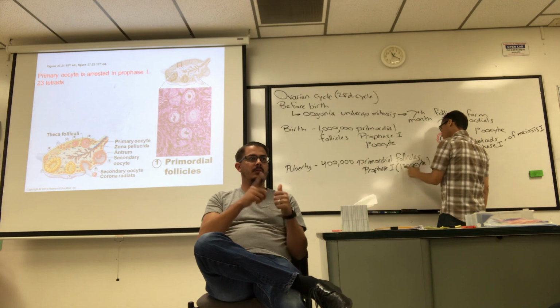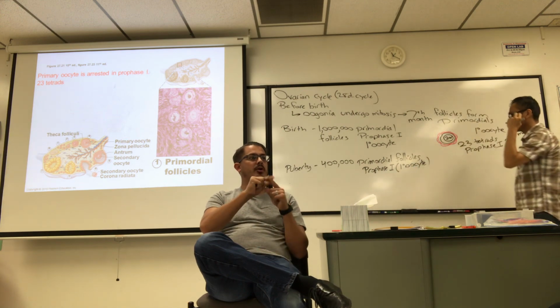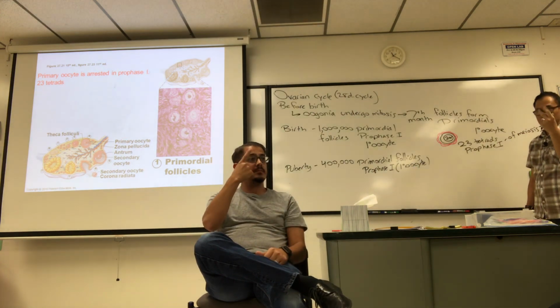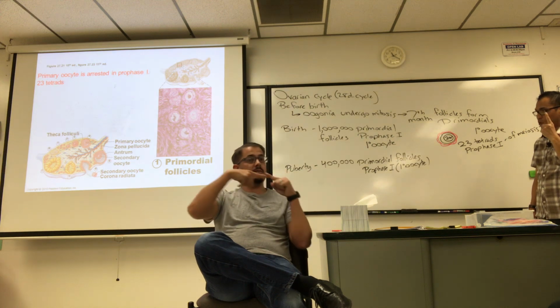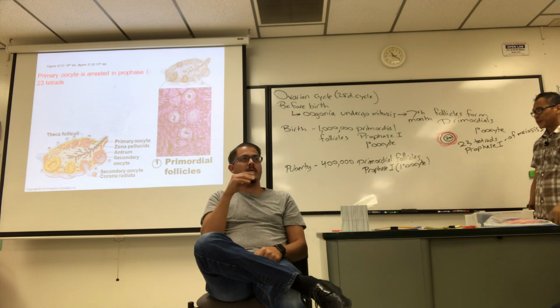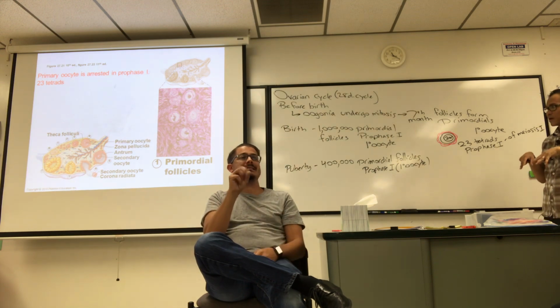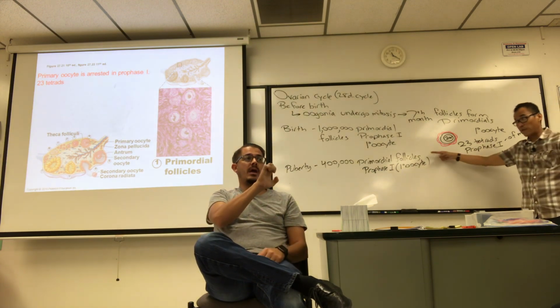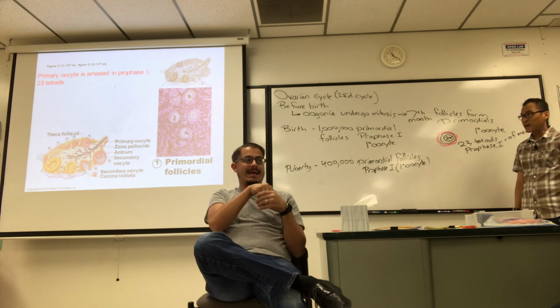And why is the term primary used? How many rounds of meiosis are there? 2. So you call it primary when we're in meiosis 1. We will call it secondary when we get to meiosis 2. Okay, so you have to differentiate the oocyte from the follicle that it's contained within. And keep track of those two.